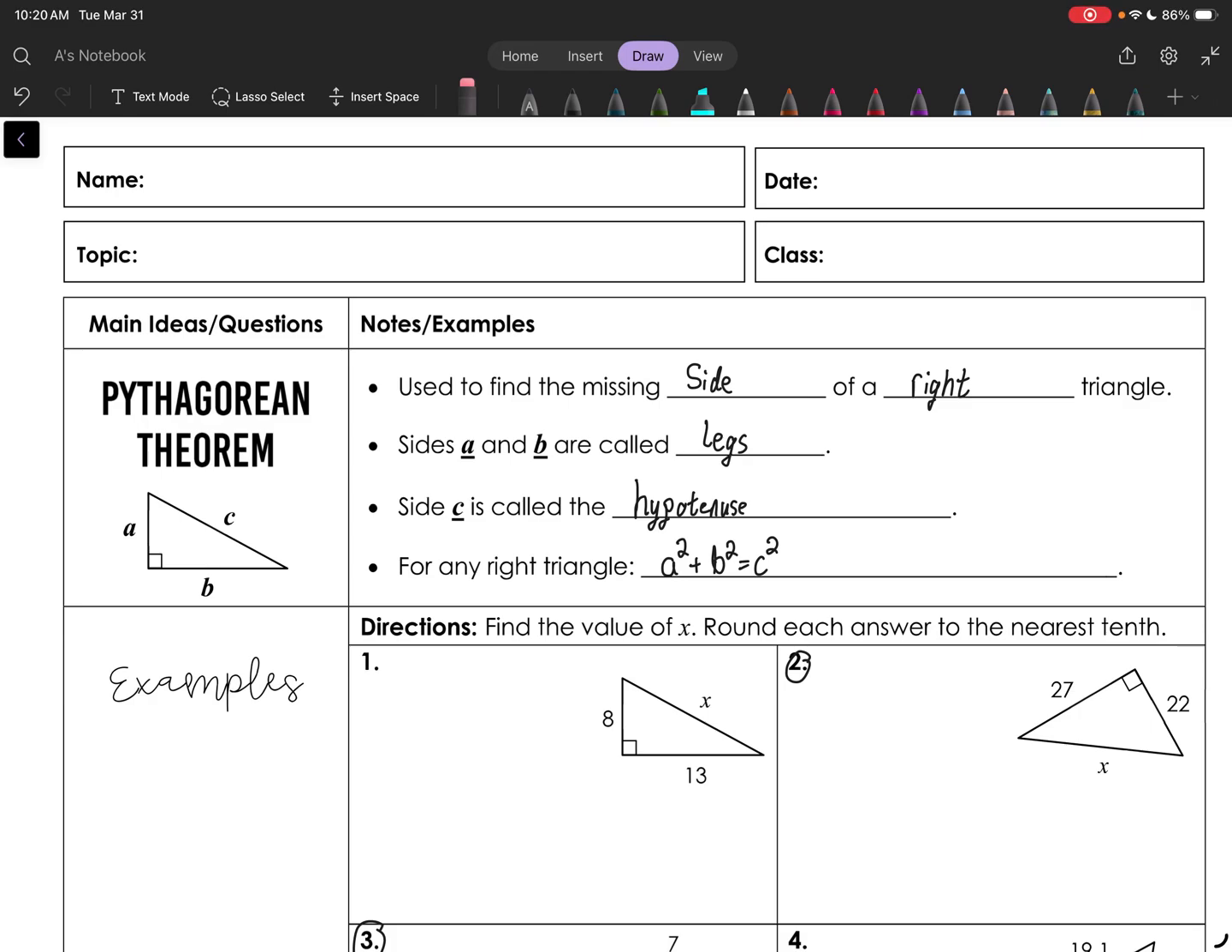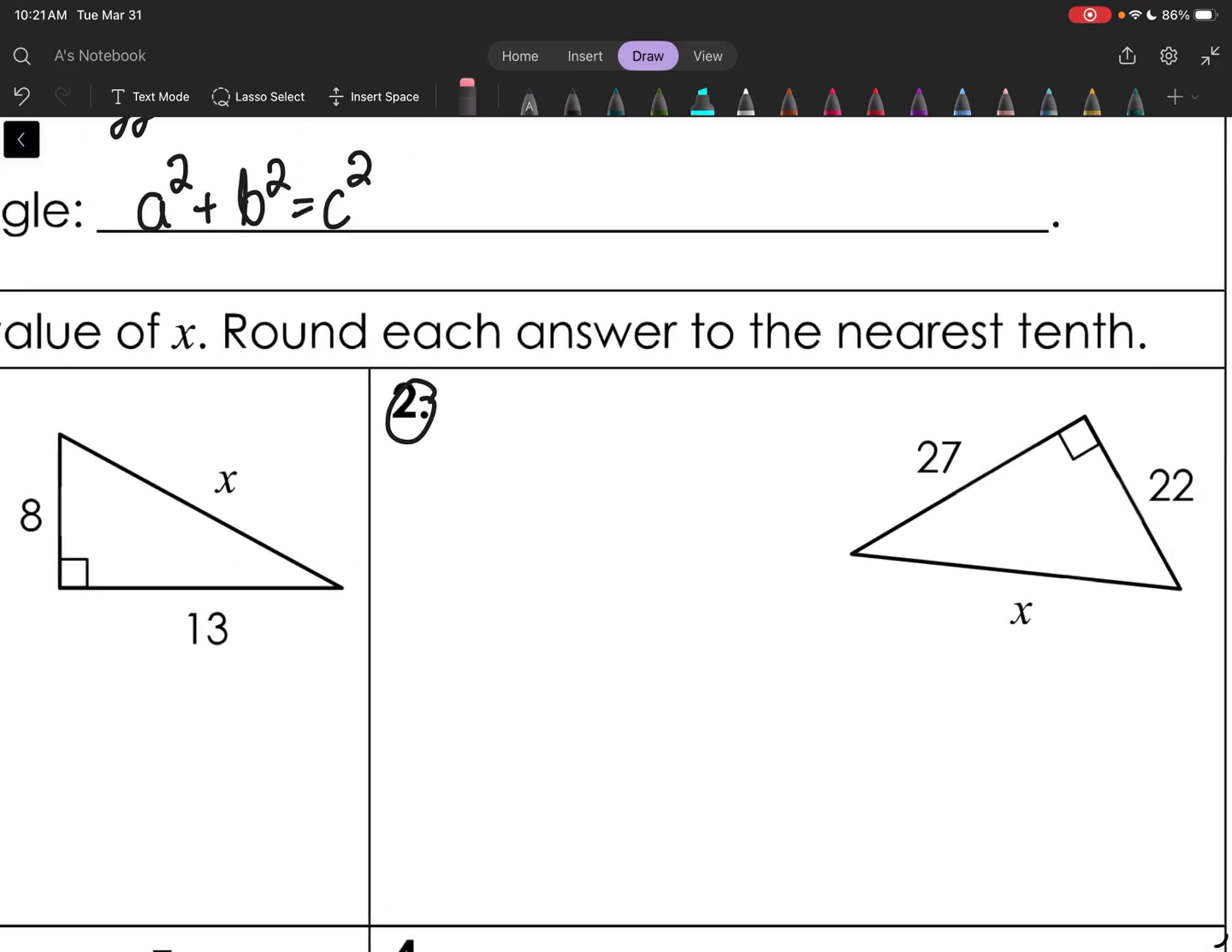In Math 2, you should know the formula a squared plus b squared equals c squared is used to find the sides of a right triangle. I want to make sure you're aware the a and b values are the legs of the triangle and c is the hypotenuse. All right, let's practice this.